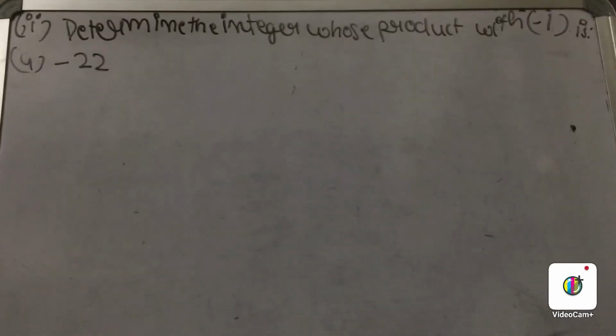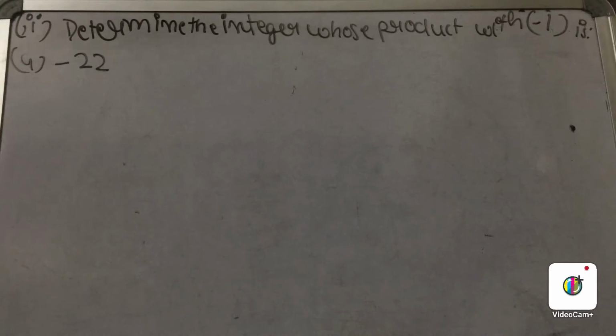Now let us come to our part number second. So now moving to our question number second, part 2, determine the integer whose product with minus 1 is minus 22. So firstly you have to understand the question. What is the meaning of determine the integer? You have to give an integer which, when multiplied with minus 1, gives minus 22.